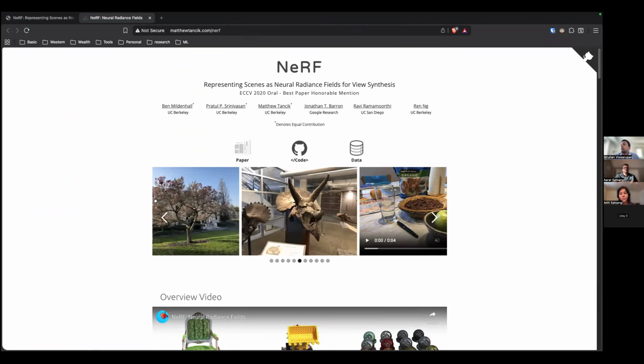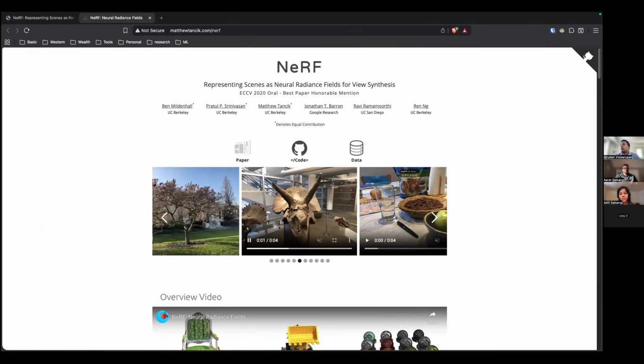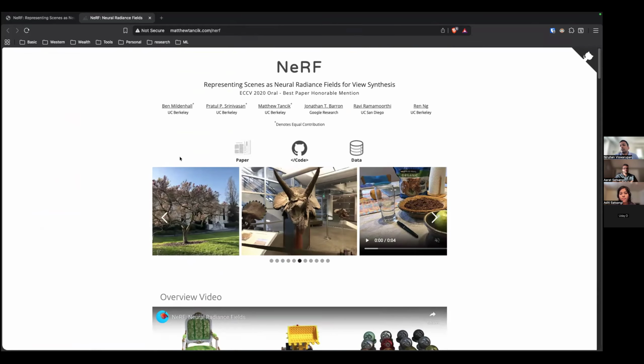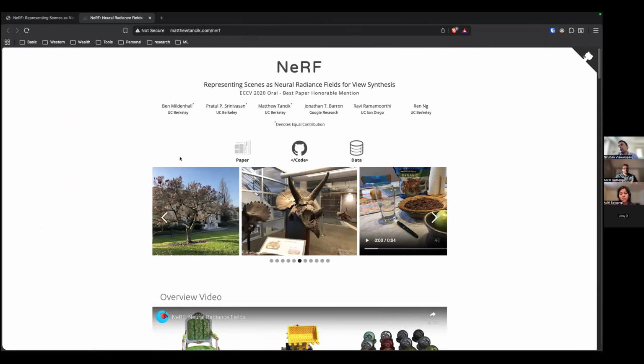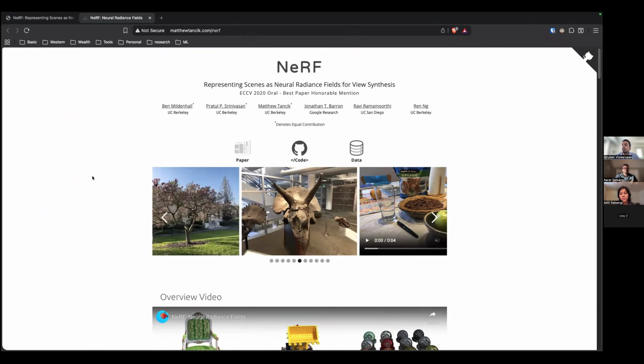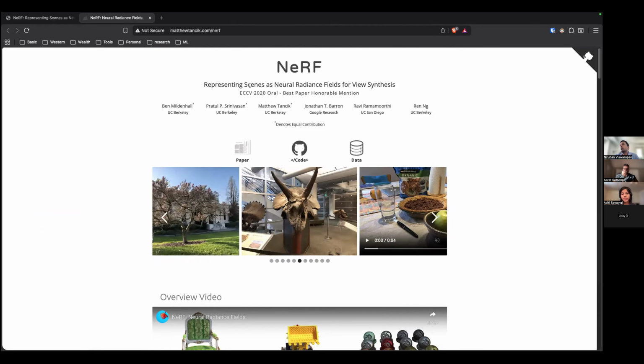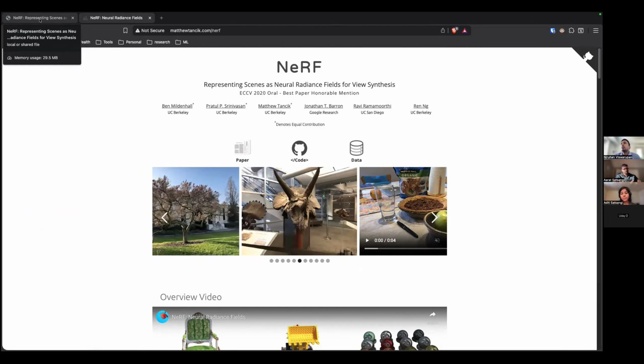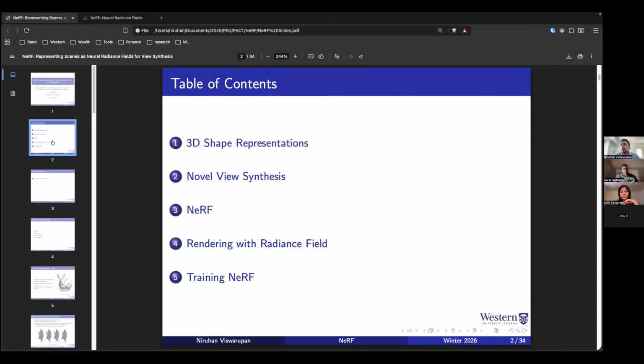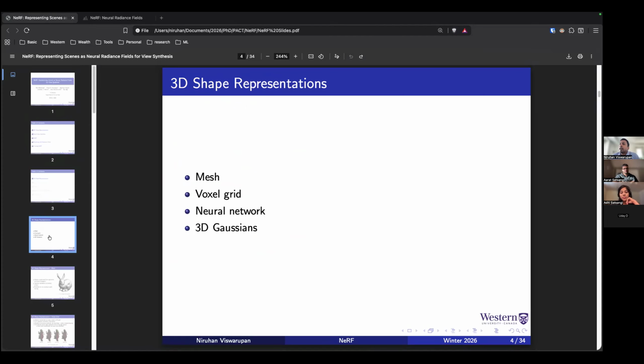Before NeRF came out, the quality of this novel view synthesis rendering was nowhere as close as this. So there was a huge jump in the quality once this paper came out. That's why it is still relevant to look at what ideas were used in this paper. First, we will look at 3D shape representations. There are many ways to represent 3D shapes. I will just briefly talk about 4 of them.